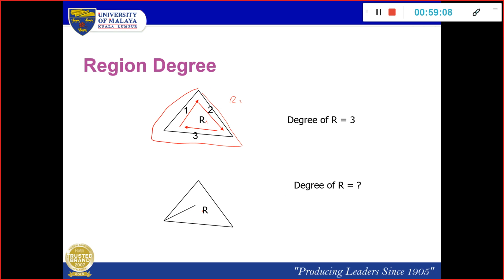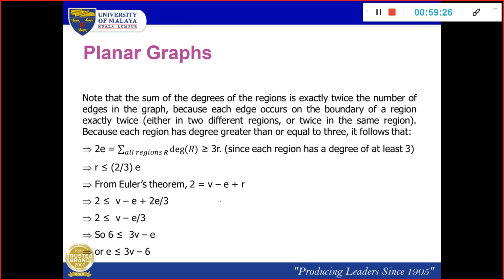So what is the degree of R here? You have 1, 2, 3, 4, and 5. So the answer is 5. This is the degree of region R, 5. Note that the sum of degrees of the regions is exactly twice the number of edges in the graph.